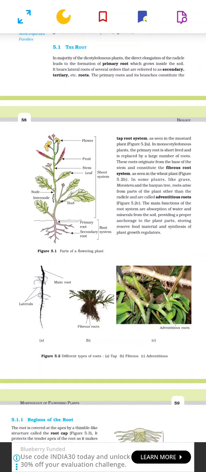In figure 5.2, there are different types of roots. For example, tap root, fibrous root, and adventitious root, which can be seen in the monstera and banyan tree.